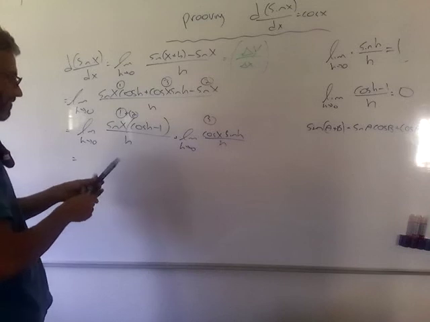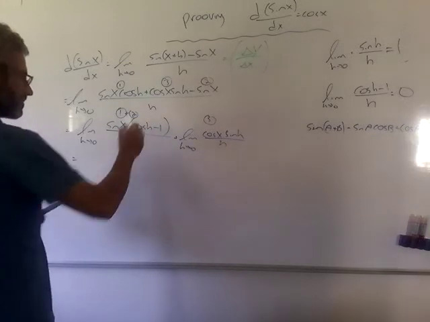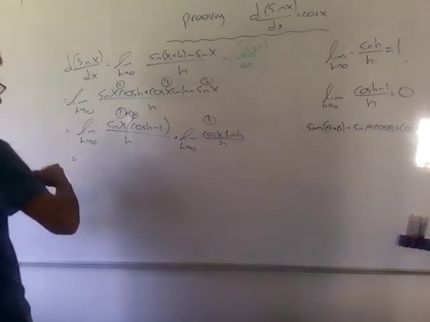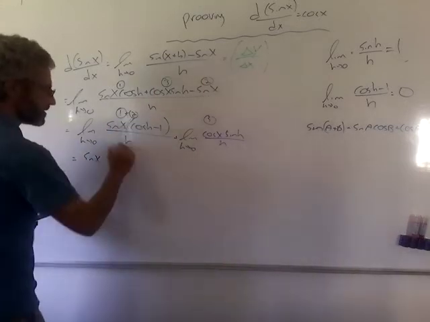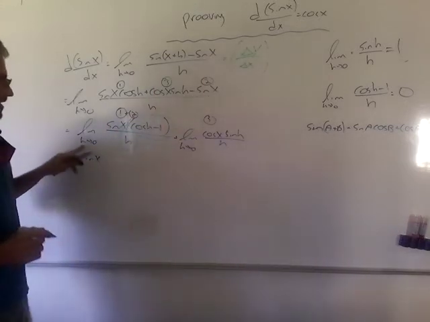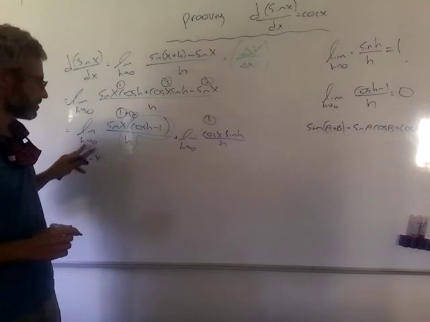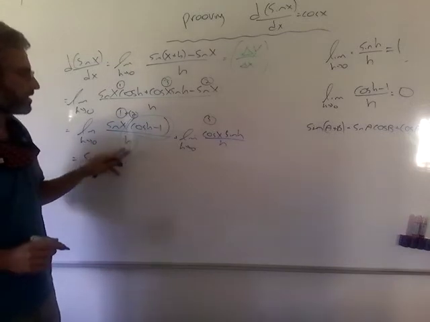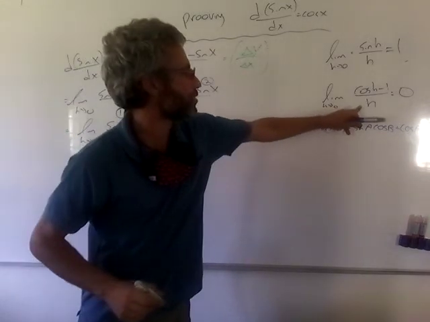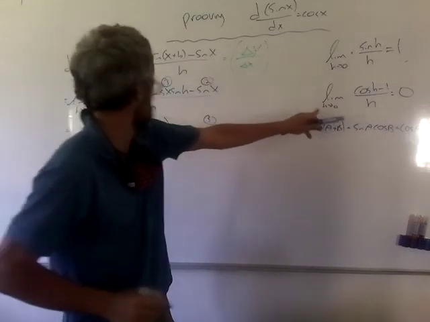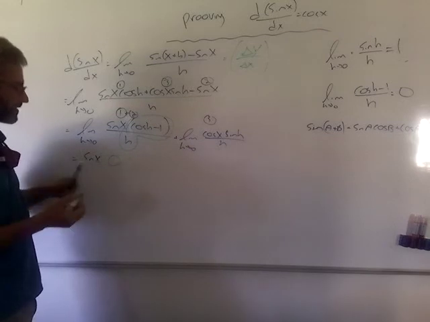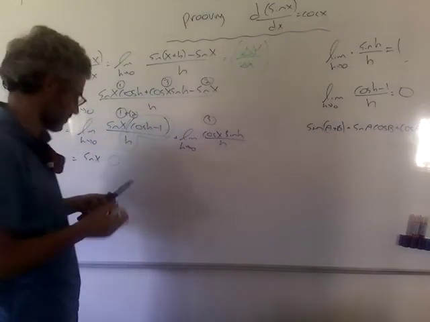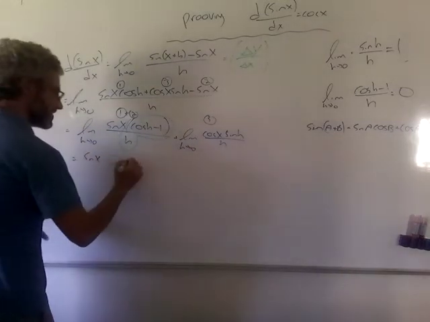Now let's have a look at this. What do I have here? I've got sine x times this business, the limit where h approaches 0 of cosine h minus 1 divided by h. That's that one. When h approaches 0, we get a 0, right? That's times 0. So I've got sine x times 0, which is obviously 0. So didn't get anything in.